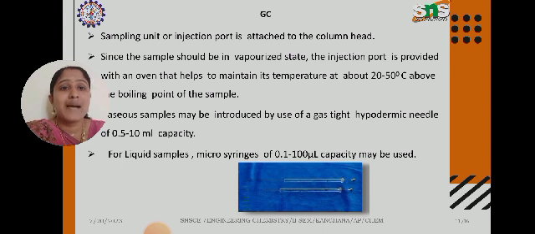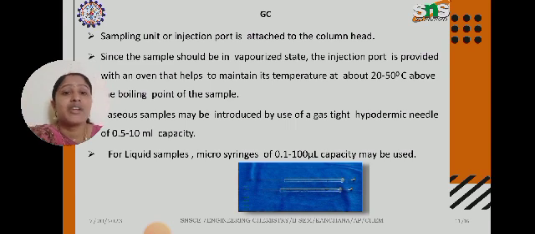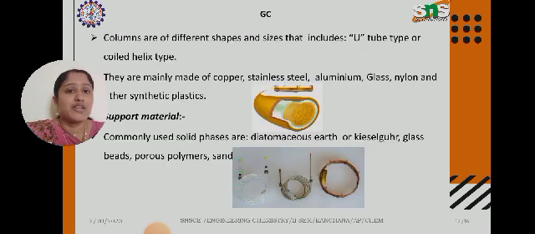Sampling unit or injection port is attached to the column head since the sample should be in a vaporized state, and the injection port is provided with an oven that helps to maintain its temperature about 20 to 50 degrees Celsius above the boiling point of the sample. Gaseous samples may be introduced by use of a gas tight hypodermic syringe of 0.5 to 10 ml capacity. For liquid samples, a micro syringe of 0.1 to 100 microliter capacity may be used.